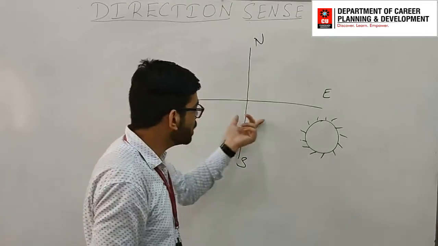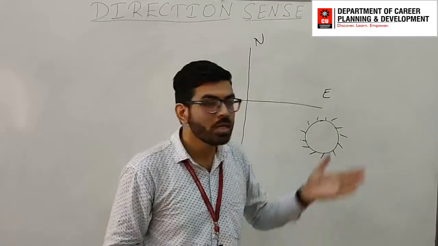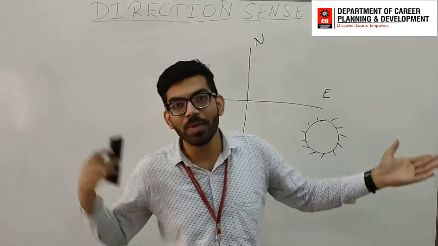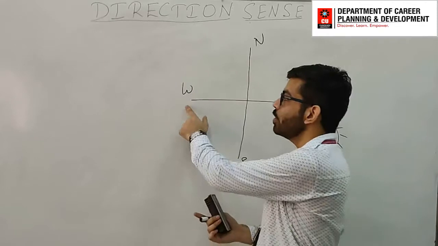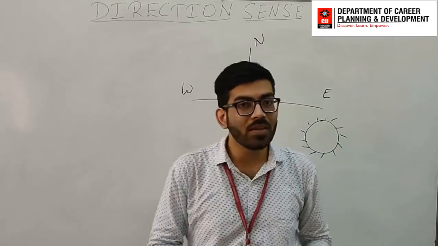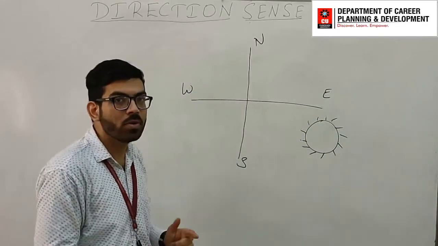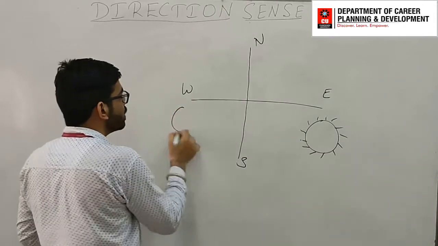In the same way, if the person is facing towards south and the sun is rising, then his shadow will be on the right hand side of the person, or in terms of direction, it will be on the west. In the same way, in the case of the afternoon, the sun will be here.